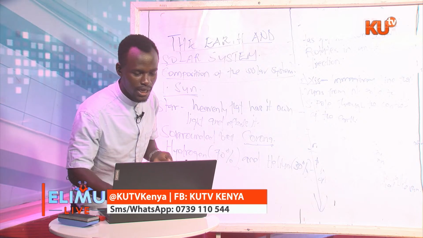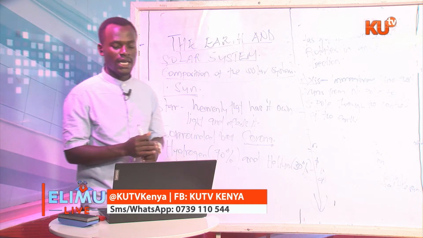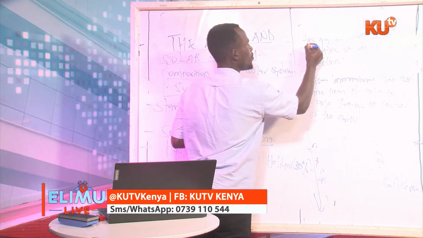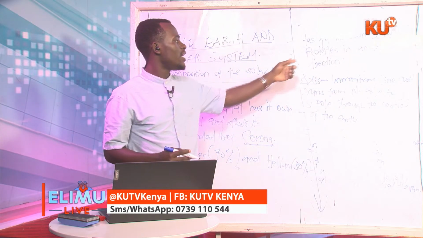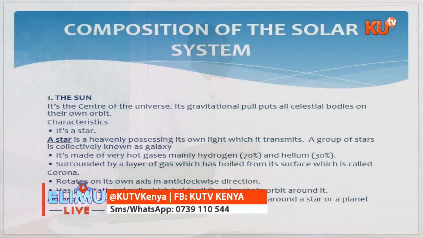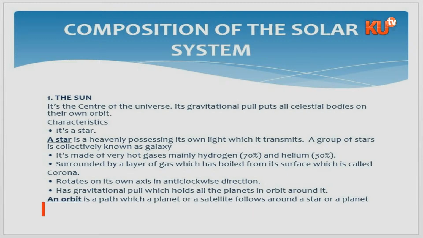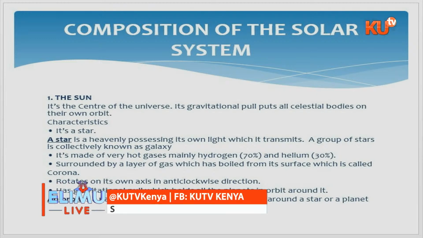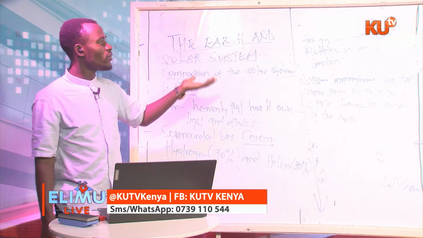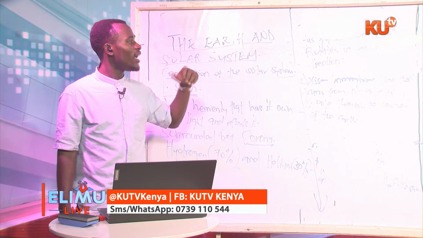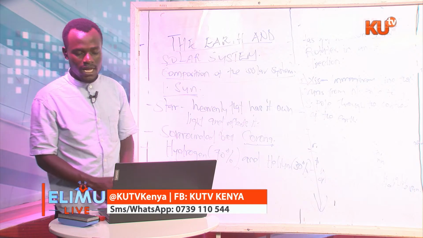So we have looked at the sun, and we have found that it has got its own axis, and it rotates in an anti-clockwise direction. So, students, that is all about the characteristics of the sun. Remember, the sun has got its own light because it is a star. We have also said it is surrounded by hot gases that are called corona. We have also said that it has got its own axis and it rotates in an anti-clockwise direction.